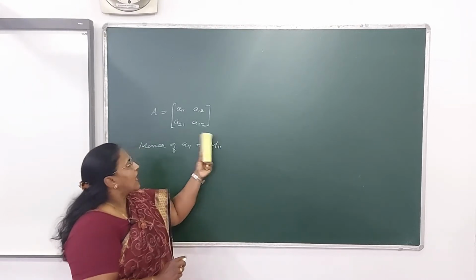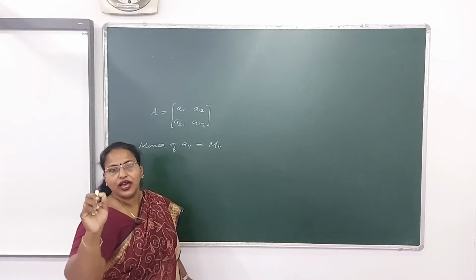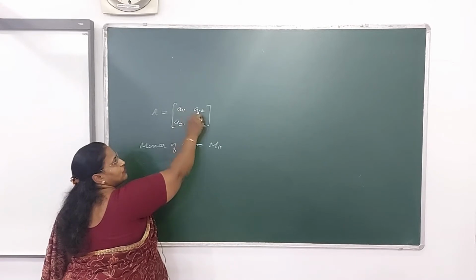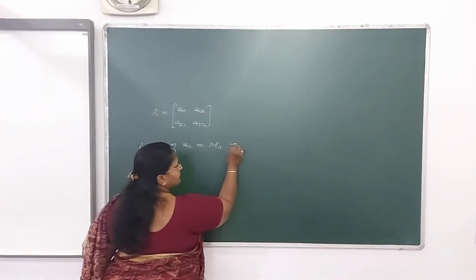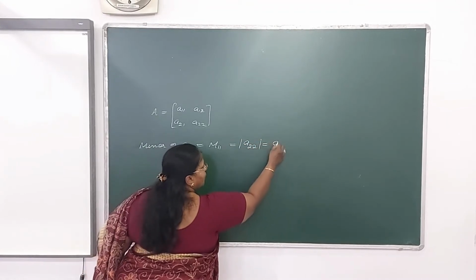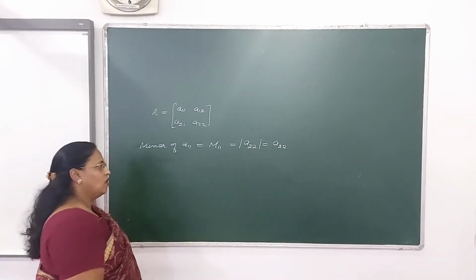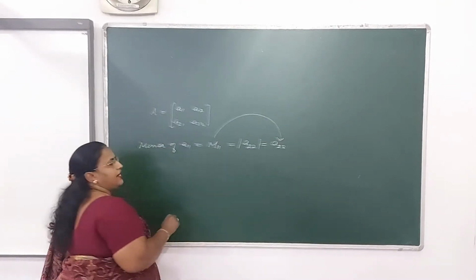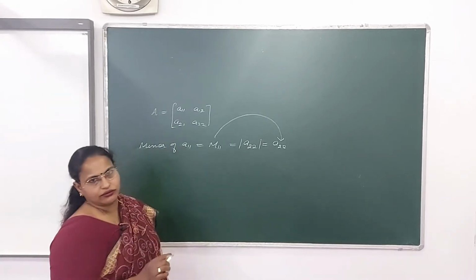So this is, and what to do? What will be the next step? Get the determinant value of that submatrix. So here when you delete the first row and the first column, what is left? A22 is left. Get the determinant value of this. So the determinant value of A22 is what? A22 itself. So what is M11? M11 is equal to A22. This step you can avoid.